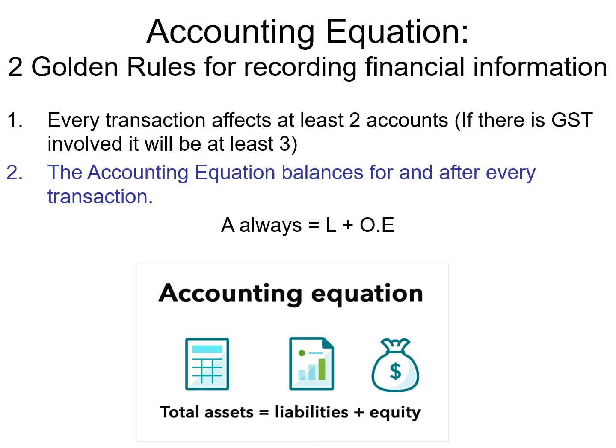And after every transaction, the accounting equation will always equal, A will always equal L plus OE. The left side of the balance sheet with the assets on the left will always balance with the right side, the equities, the liabilities plus owner's equity. Let's look at a couple of really simple explanations.